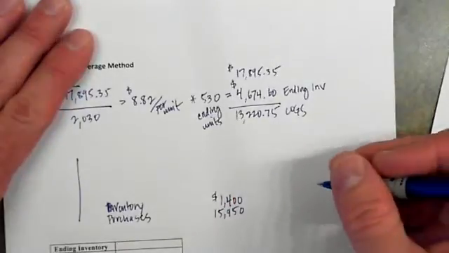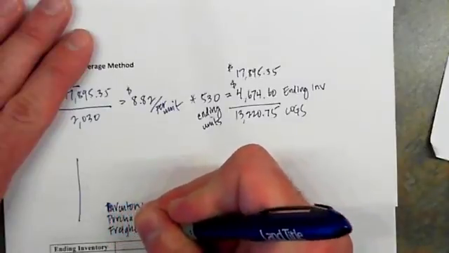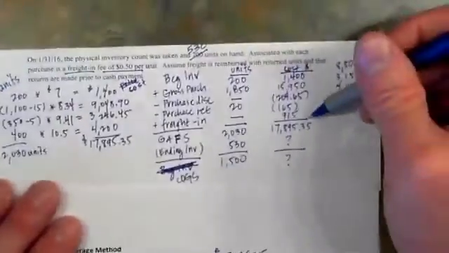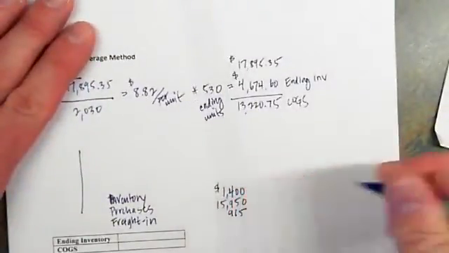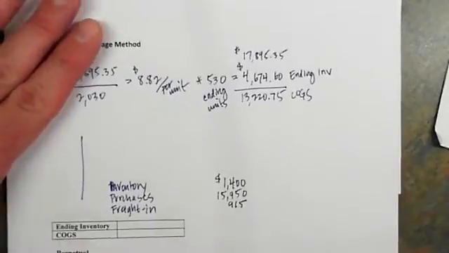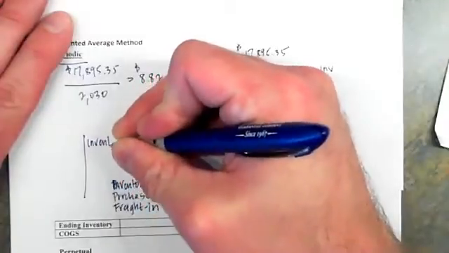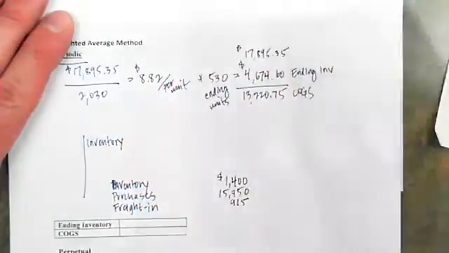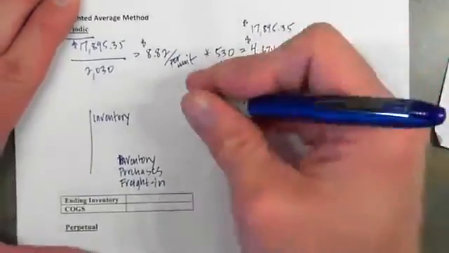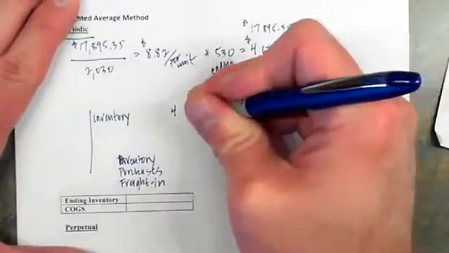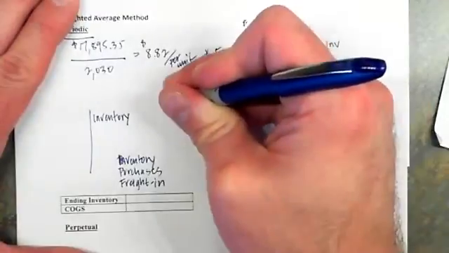What else do I need to close out? Well, I need to close out freight in. Freight in, after I considered that I had some returns, came out to $915. Now, what else do I need to do? I need to create, because remember, I totally credited my beginning inventory balance. Now I need to establish with a debit my ending inventory balance, $4,674.60.